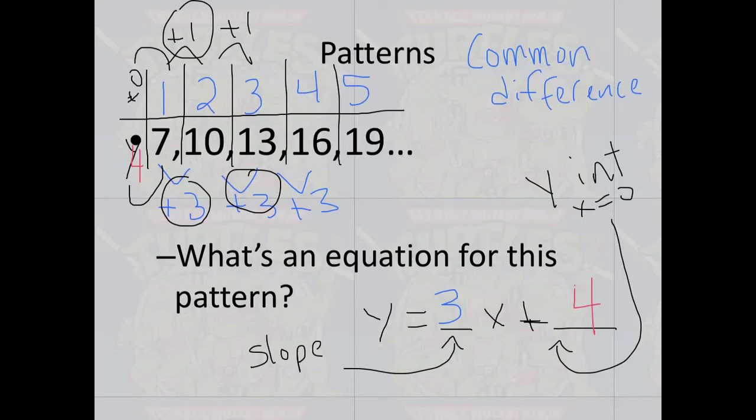So again, slope, this number, comes from the change that happens in our pattern, plus 3, plus 3, plus 3. That means our slope is 3. And we multiply by x because continuously adding something is the same as multiplying by something. And this number here, this y-intercept, is where x equals 0. To find x equals 0, you just step back 1. 7 minus 3, the common difference, will give us 4.